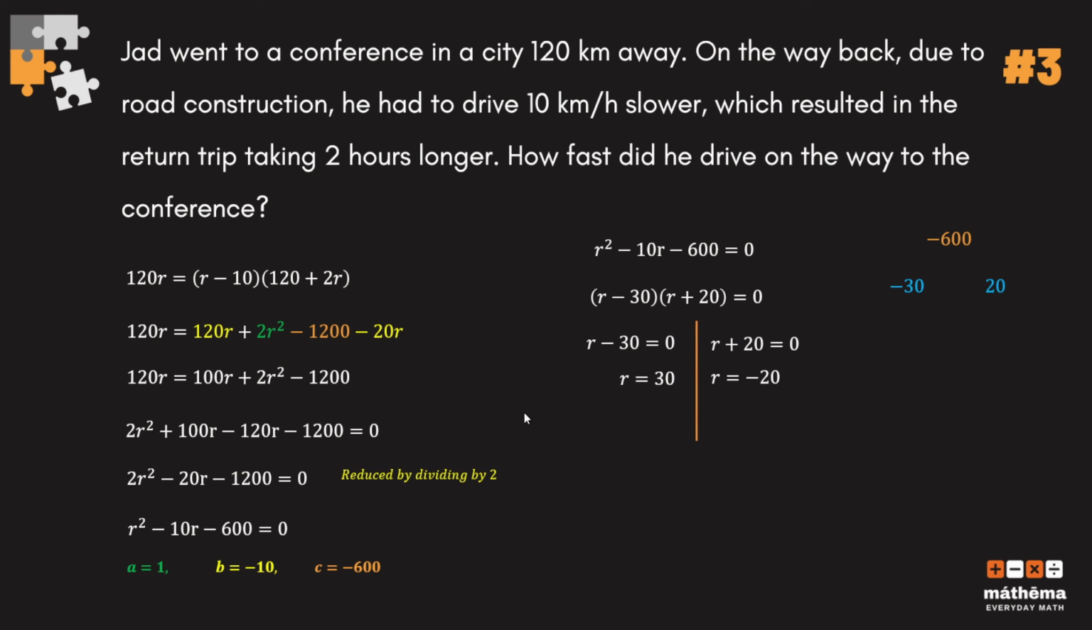But then again, we are dealing with the rate, so we will disregard the negative solution and focus on the positive one. So r is equal to 30. Therefore, Judd drove at a rate of 30 kilometers per hour on the way to the conference.